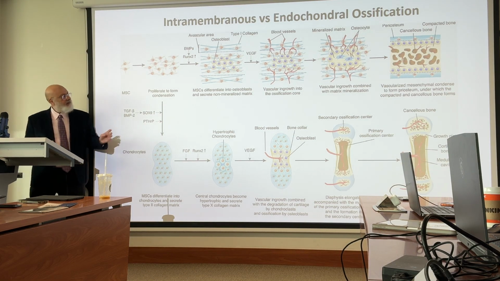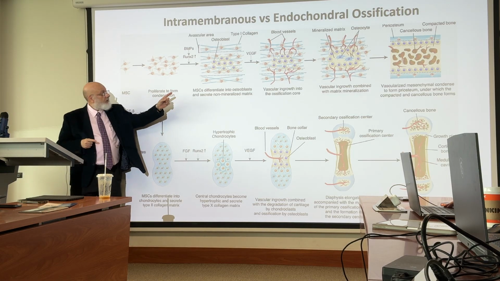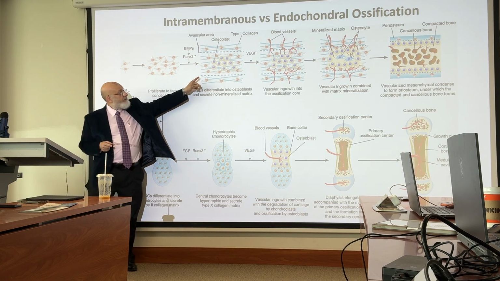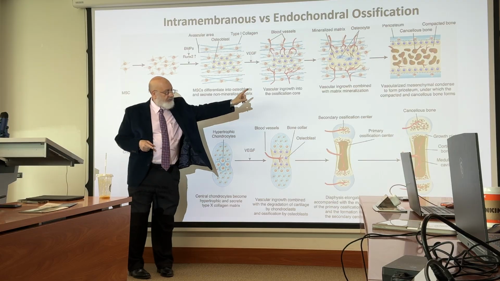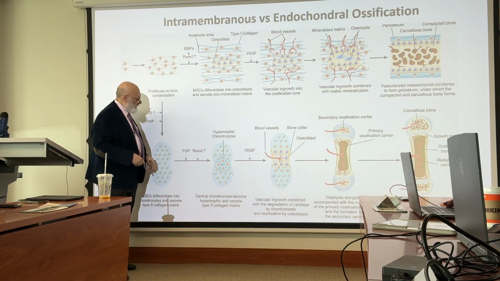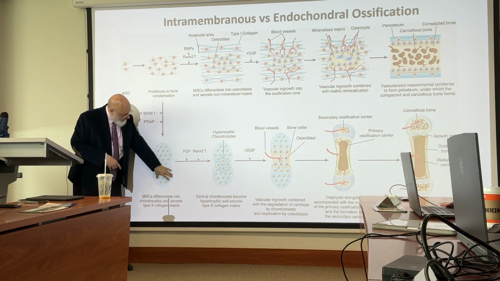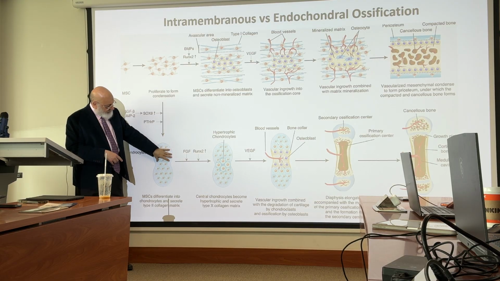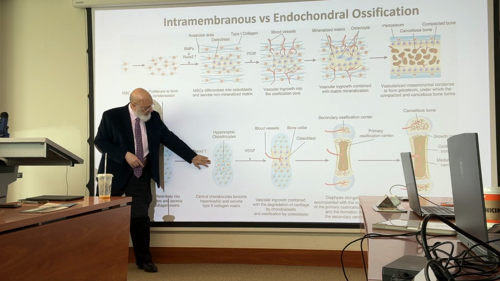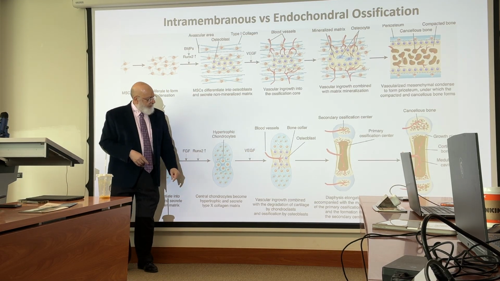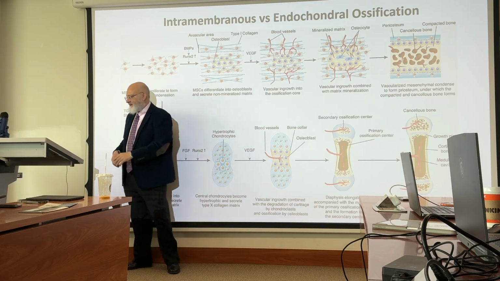Now, just to summarize, we have intramembranous and endochondral ossification. In intramembranous, we have the mesenchymal cell, osteoprogenitor, and osteoblast, which deposit bone. But in endochondral, we have to have this cartilaginous plate, hyaline cartilage, and then under the influence of hormones, this will be ossified as we discussed.